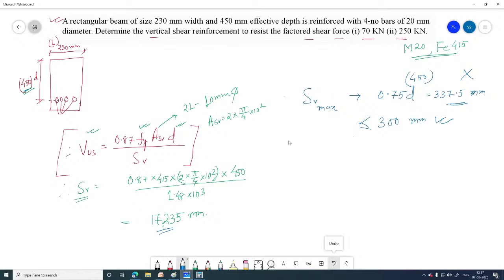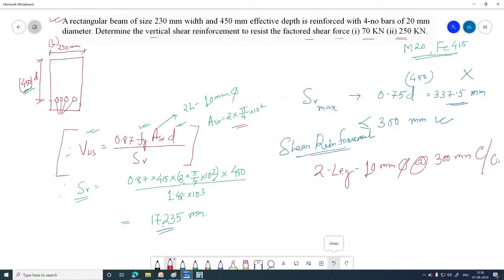So we are considering the shear reinforcement summary that we are going to provide, that is 2 leg stirrup of 10 mm dia, right? 10 mm dia at the rate of 300 mm center to center. So this is the solution that we got.